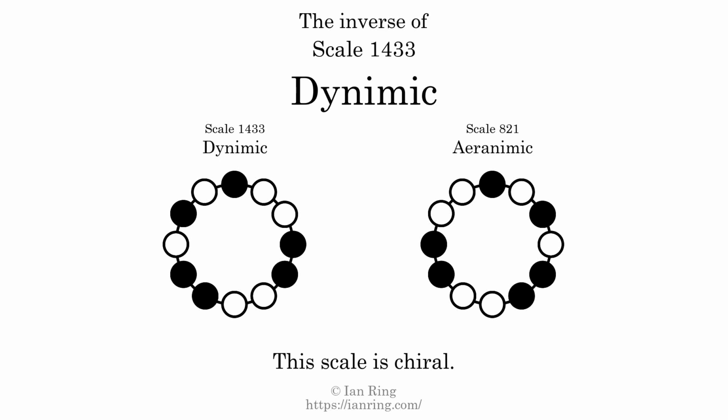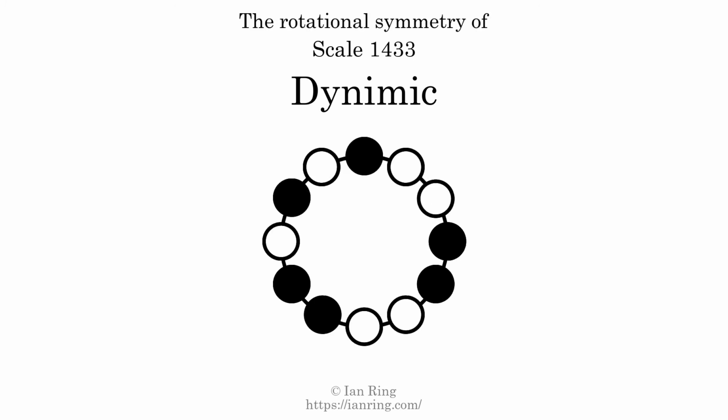The inverse of a scale is a mirror image. It is what you get when the sequence of intervals is reversed. The inverse of this scale is scale 821, also known as aerodynamic. This scale is chiral. It cannot transform into its inverse by rotational transformation. This scale has no rotational symmetry.